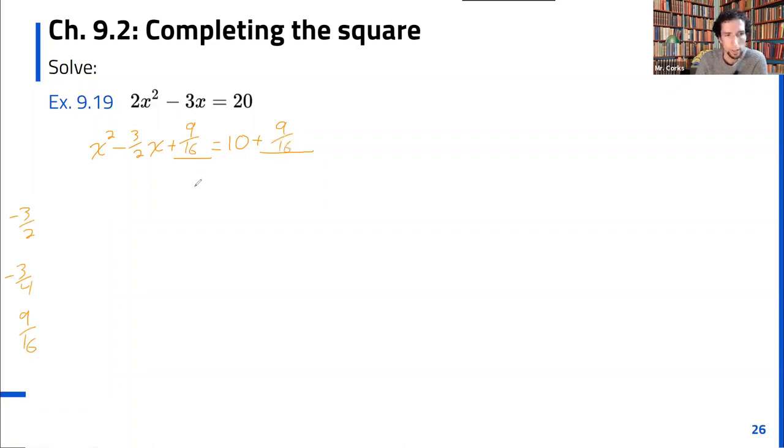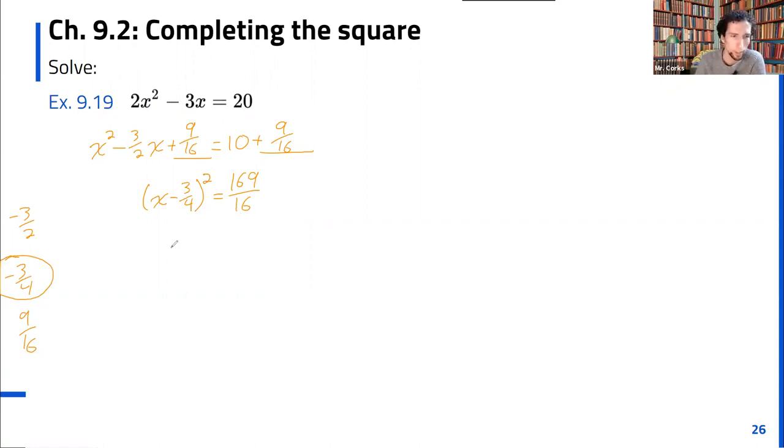So the next line, what are we going to get on the left side here? x minus 3 over 4, squared. So that's the negative 3 over 4, just our b value divided by 2. And on the right side, give me this just as a fraction. 169 over 16 here. Okay, so the 10 would be 160 over 16 and then add 9 there. Also nice.